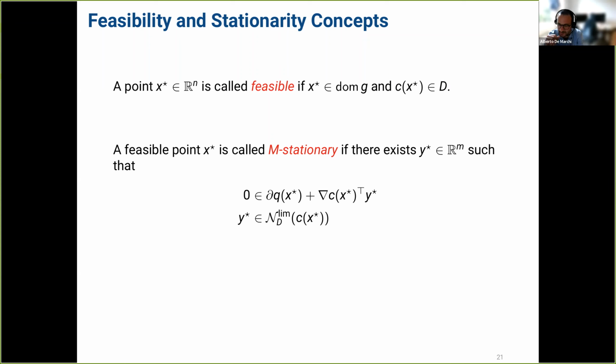And this second part carries both feasibility, because C of x must be in D, otherwise the limiting normal cone would be empty, and also the complementarity conditions, because this multiplier y must be in this cone at that point. And here we need to take the limiting normal cone and not just a normal cone, because the set D can be non-convex, and so we have to look at the geometry only in this limiting sense, around the point C of x star.